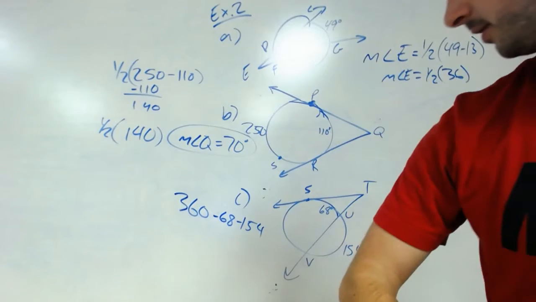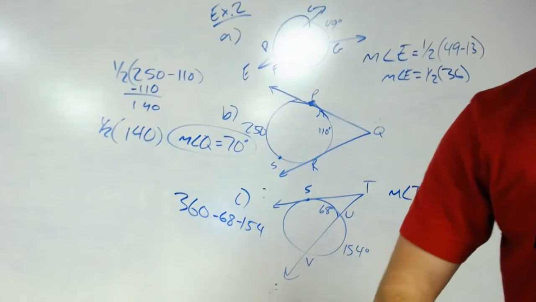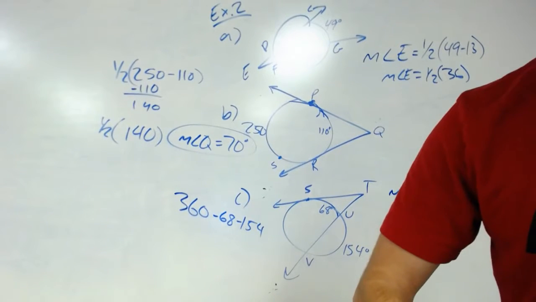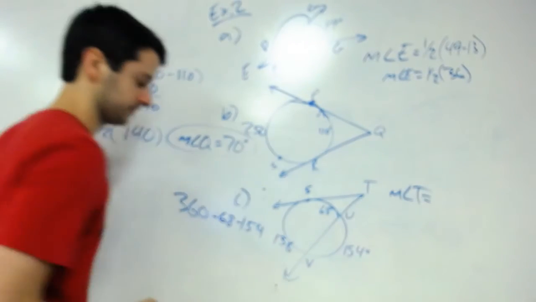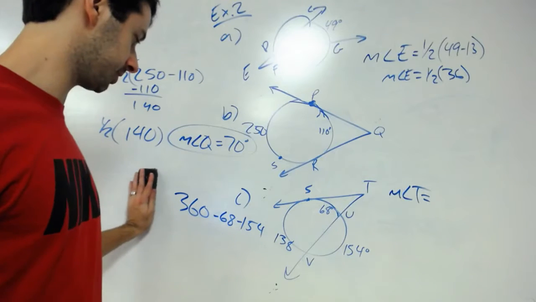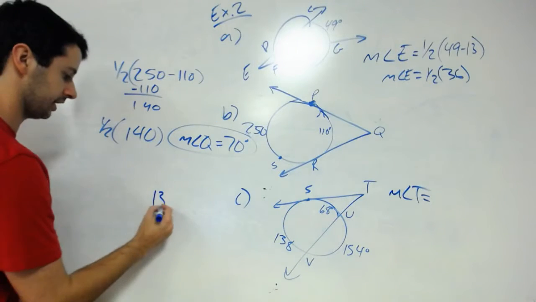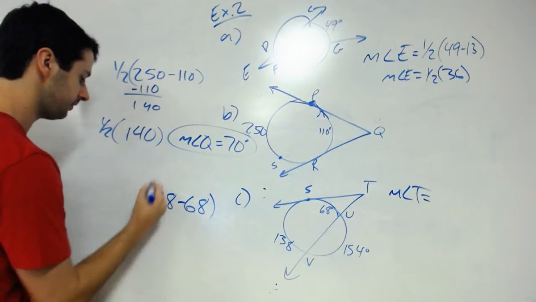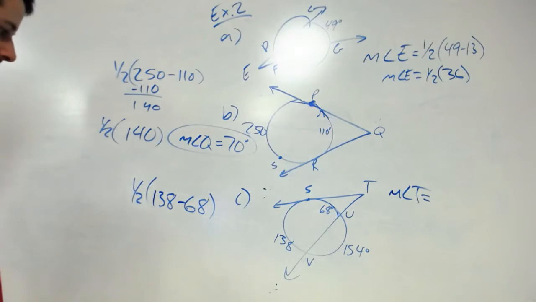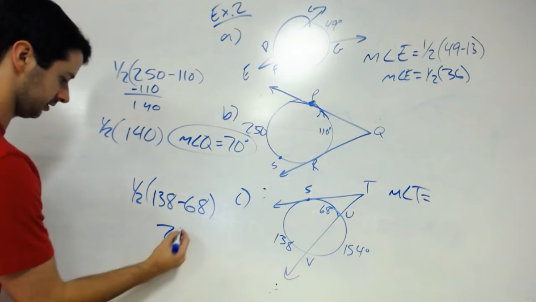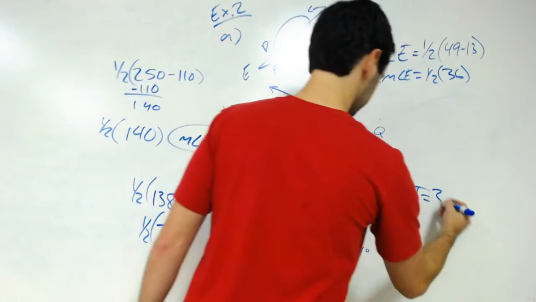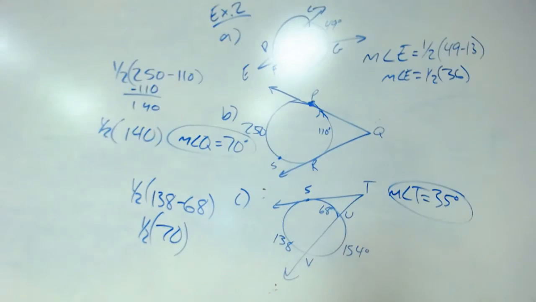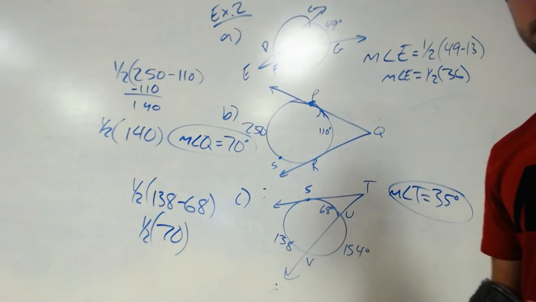So 360 minus 68 minus 154 gives us 138 degrees for our major arc. And now we can plug into our formula of 138, big arc minus small arc, times 1/2. And so that would be, what, 70 times 1/2. So the measure of angle T ends up being 35 degrees. And that's all you have to do for angles exterior to a circle.